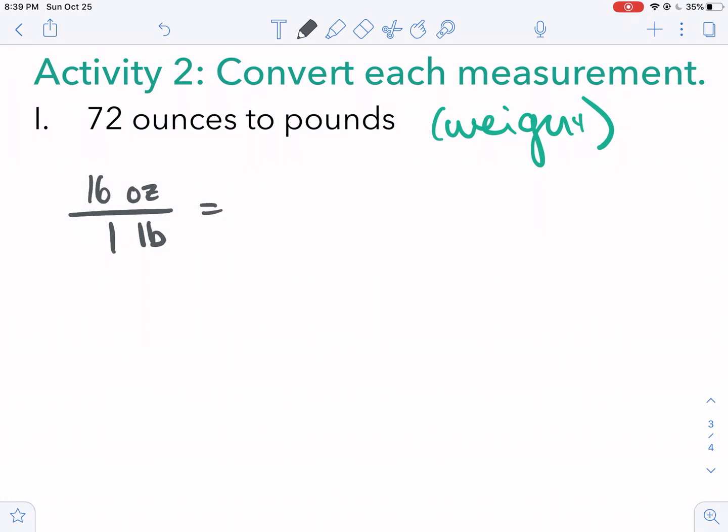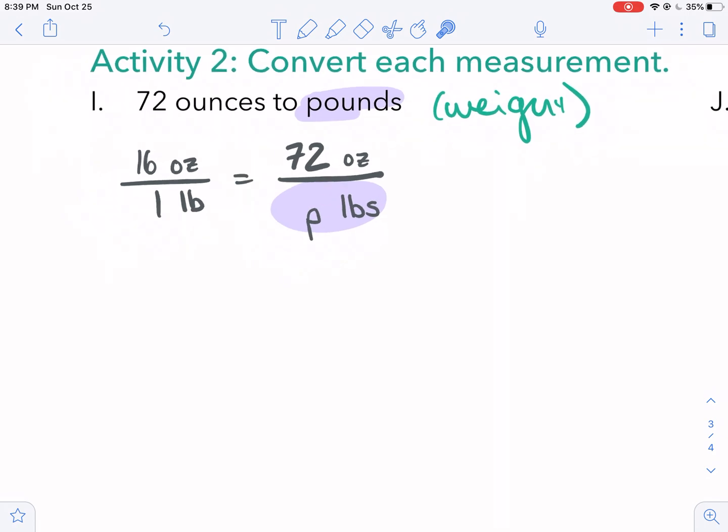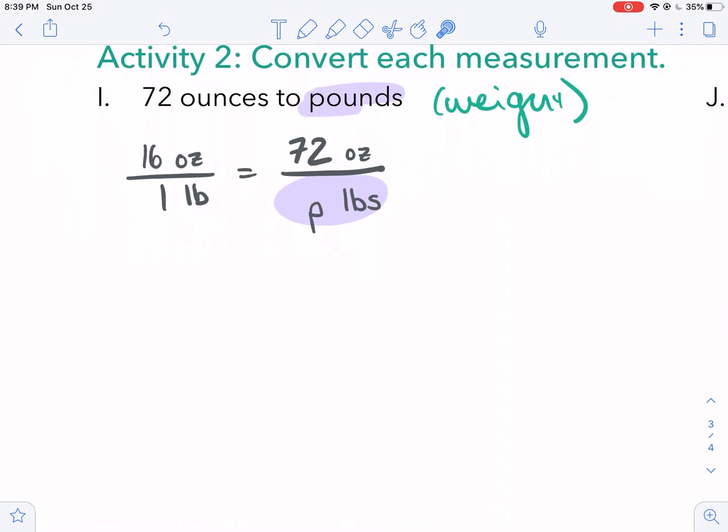But I don't know how many pounds I want. It's my big old question. So I know that I have 72 ounces. And I'm like, how many pounds is that? Well, why don't we just call that P for pounds? Ta-da! Okay, well, now that we've got our equation set up, let's cross multiply and see what we get.